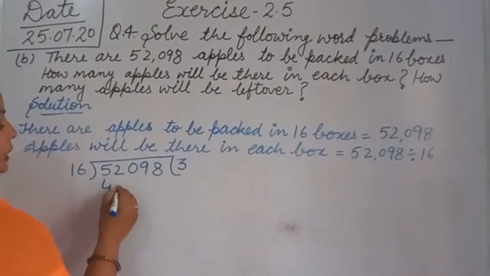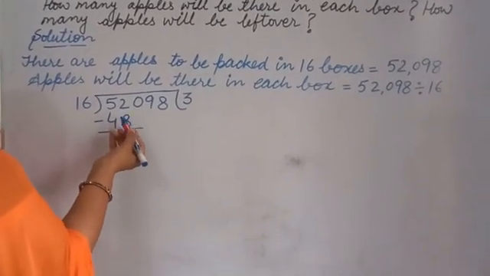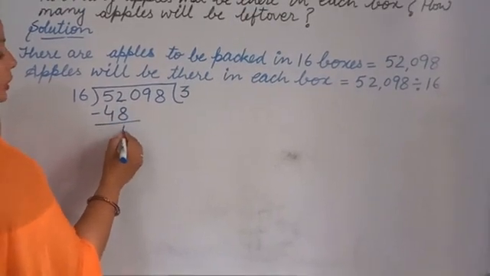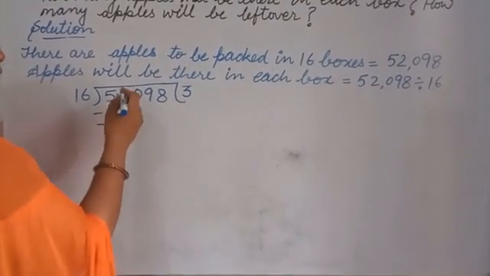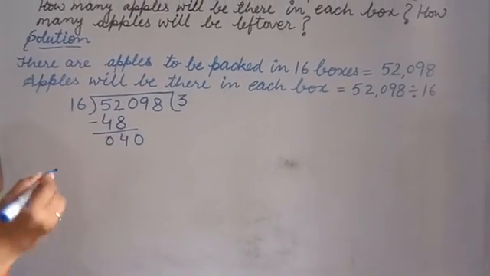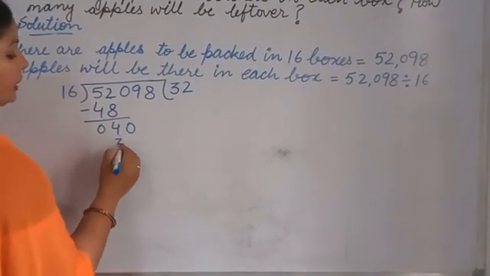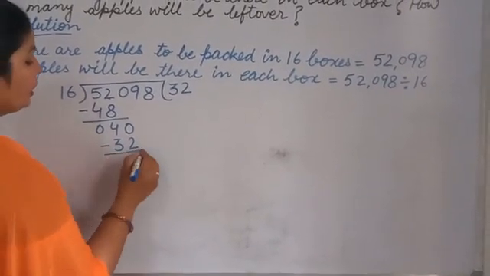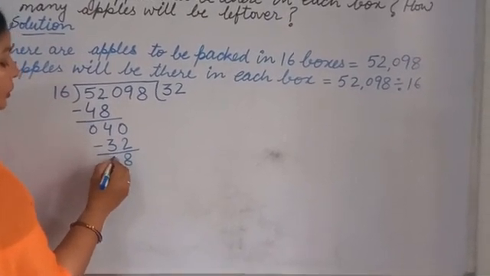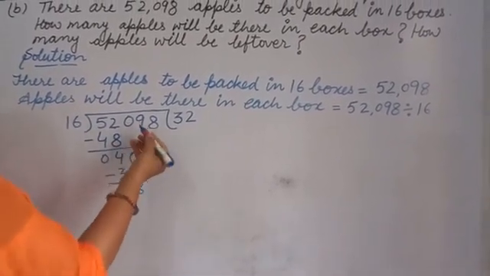16 threes are 48. Now from 2 we can't subtract, so we will take borrowing. So 12 minus 8, 4 and there is 0. Now we note down next, it has become 14. Again we recite the 16 table, 16 twos are 32. So we will take on 2 number, there will be 32. Now 40 minus 32, 8, there will be 0. Because 10 minus 2 is 8 and 3 minus 3 is 0. Now we note down next, 9.